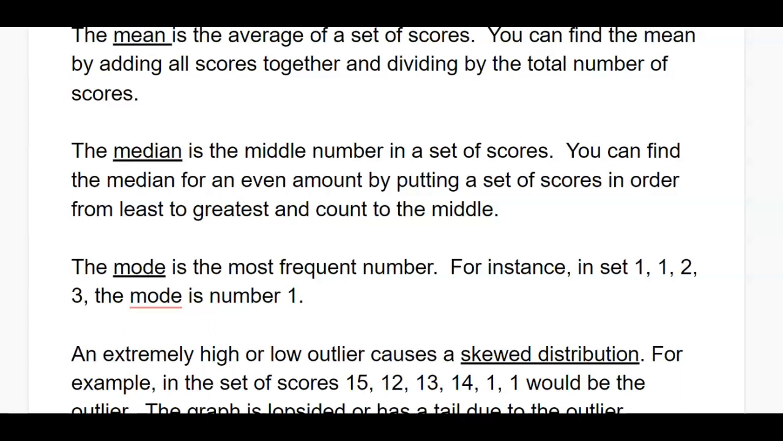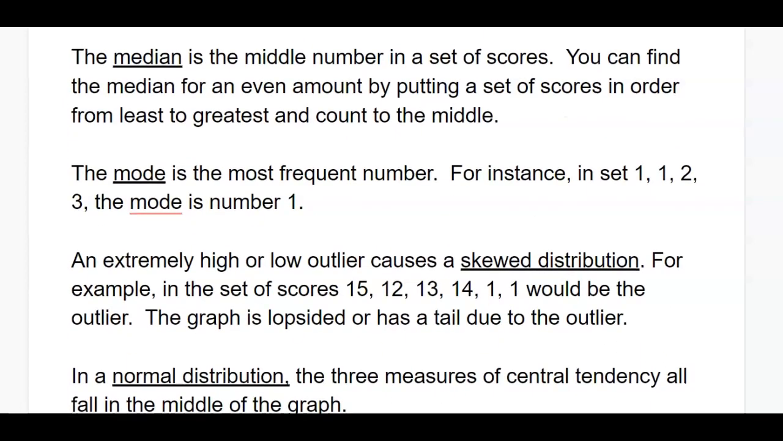But again, the more examples you can give, that's going to help clarify to the reader that you know the answer. Next, the question talks about a skewed distribution. So it says an extremely high or low outlier causes a skewed distribution. For example, and then I give a set of scores, your 1 would be the outlier because it's super low. You could also talk about a graph is lopsided or has a tail due to the outlier.